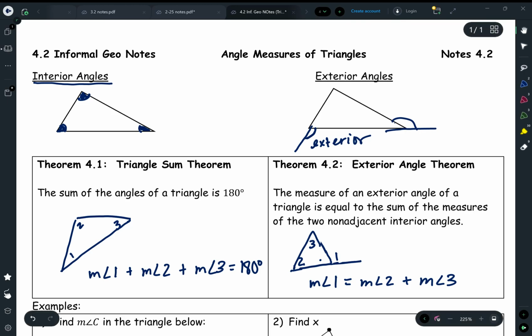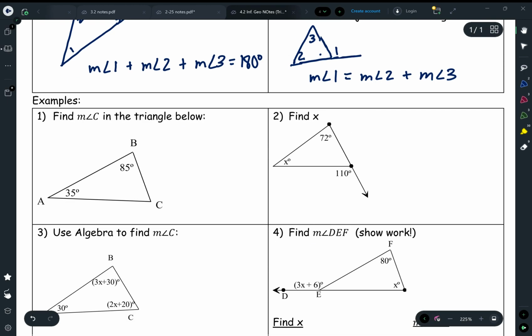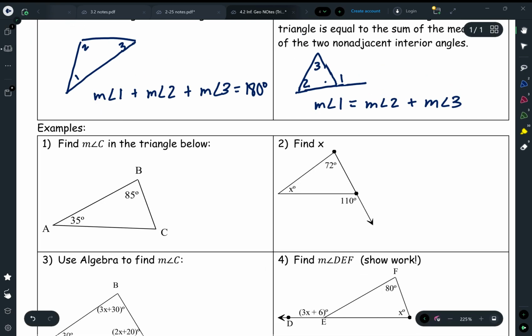Now we're going to go ahead and work on using some of these theorems. My first triangle, I want to find the measure of angle C. Oh, sorry, I'm looking at number 1. When I add the 35, 85, and angle C together, it's going to equal 180.